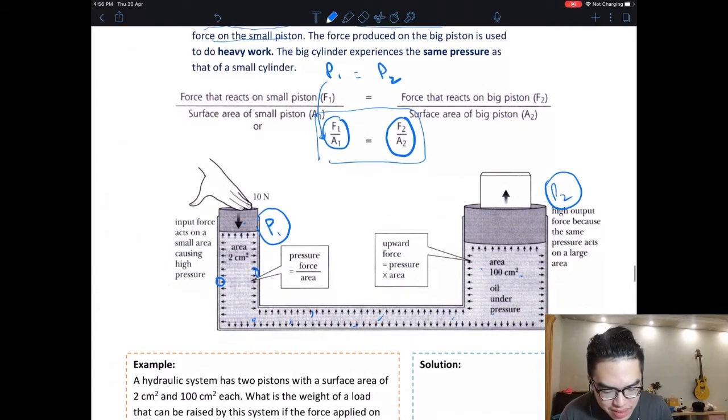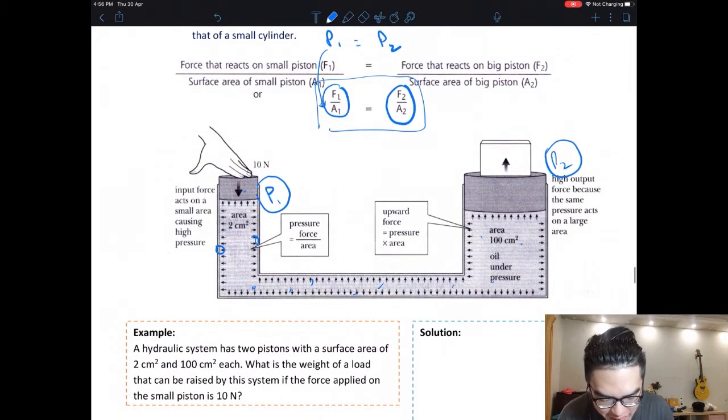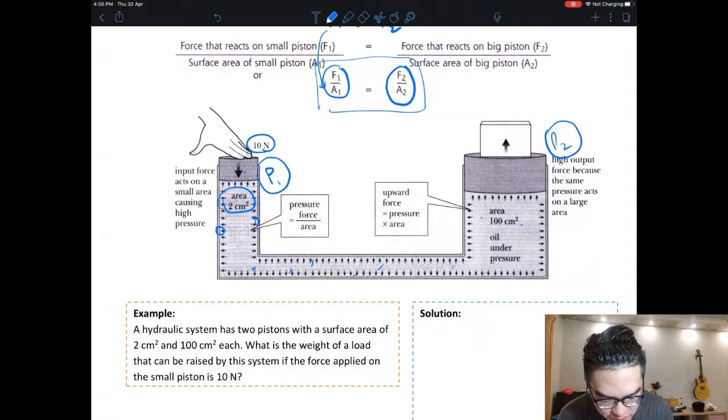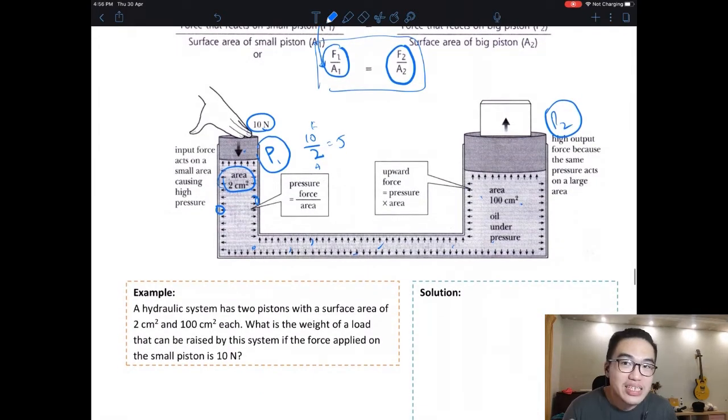Let's say now I apply 10 Newton here. This area here is 2 cm², which is very small. So my pressure here is 10 divided by 2, because force divided by area, I would get 5. Like I said, pressure is transmitted equally to here. So this part here, I get 5 Pascal. Here, I would also get 5 Pascal. But look at here. The area here is 100.